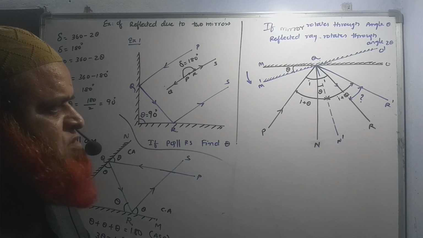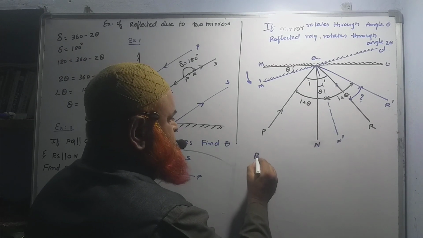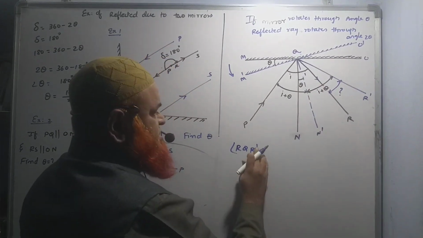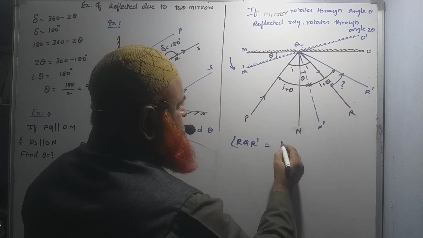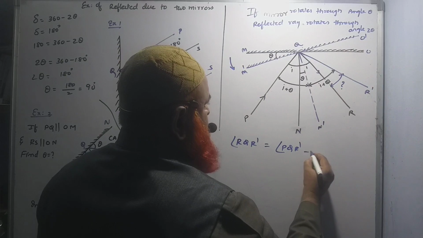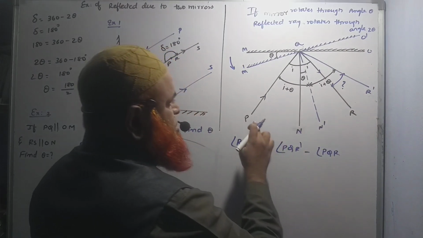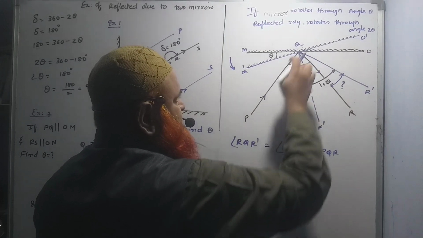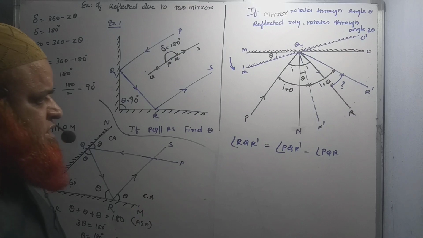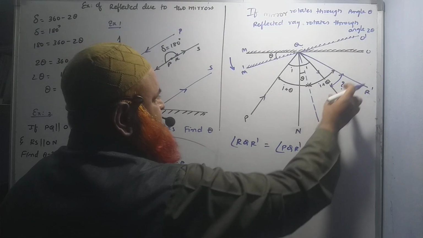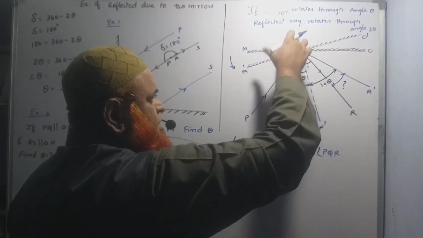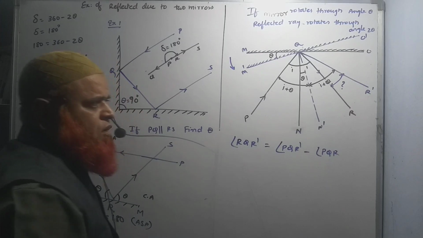So how do we find this out? It's very simple. You have to find angle RQR dash. For that, you are going to write PQR dash minus PQR. If you take PQR dash minus PQR, then you are going to get RQR dash. This is a simple concept. Then you are going to get the angle made by the reflected ray. Previously this was the reflected ray. When the mirror rotates, the new reflected ray is this one. So how are you going to find that out?